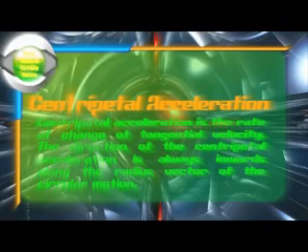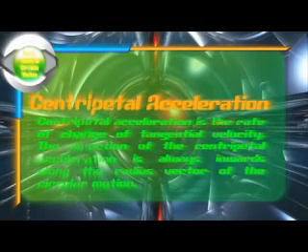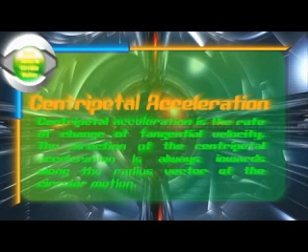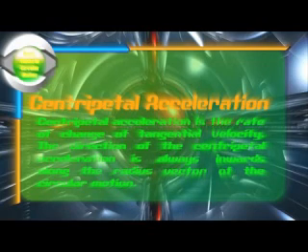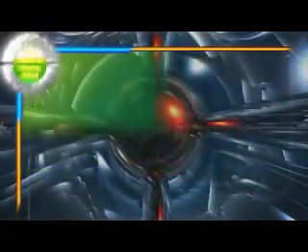Centripetal acceleration. It is the rate of change of tangential velocity. The direction of centripetal acceleration is always inwards along the radius vector of the circular motion. In general, a particle moving in a circle experiences both angular acceleration and centripetal acceleration.